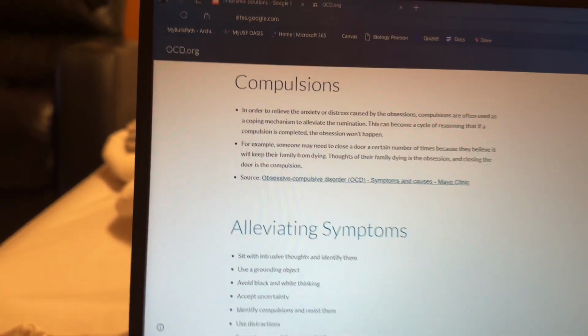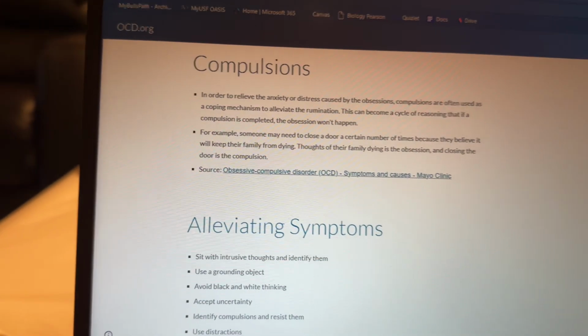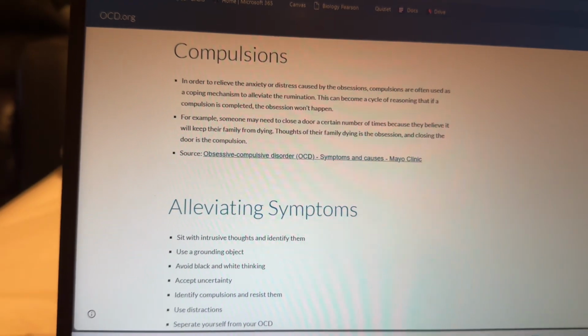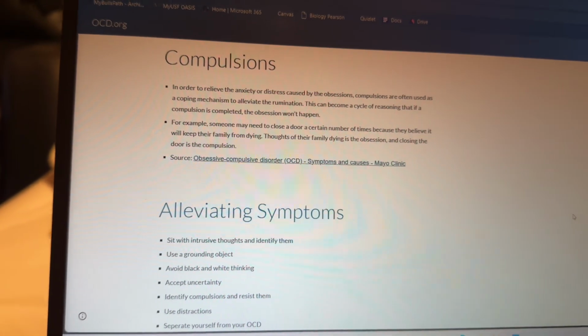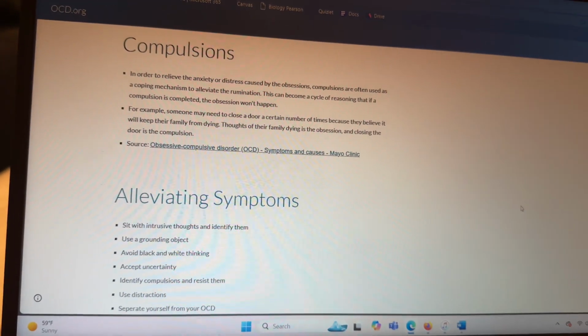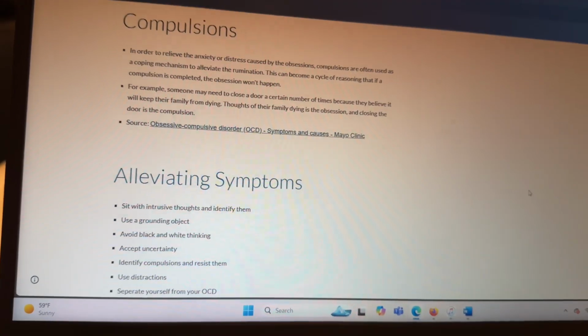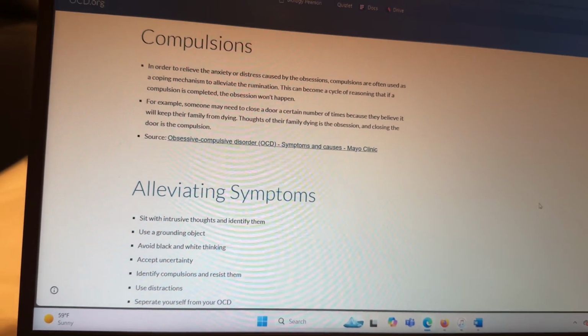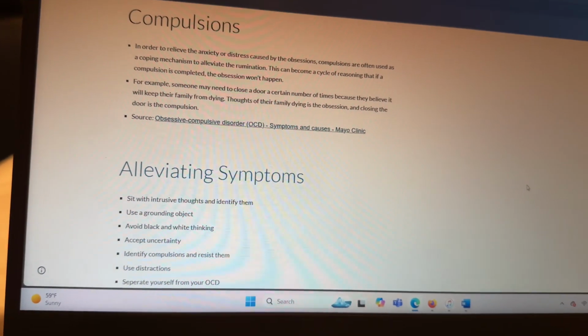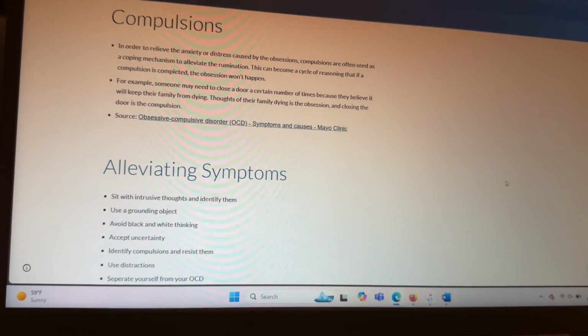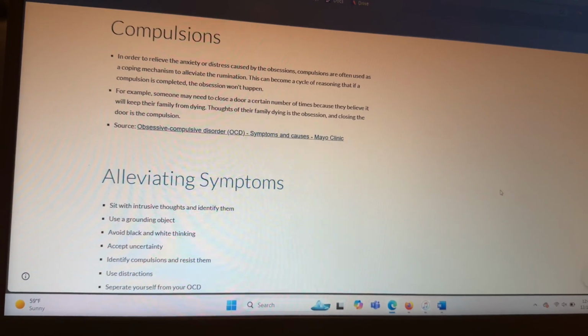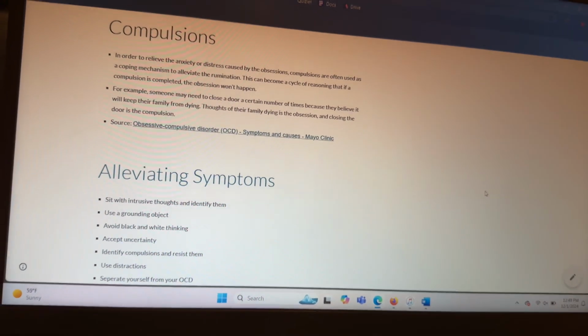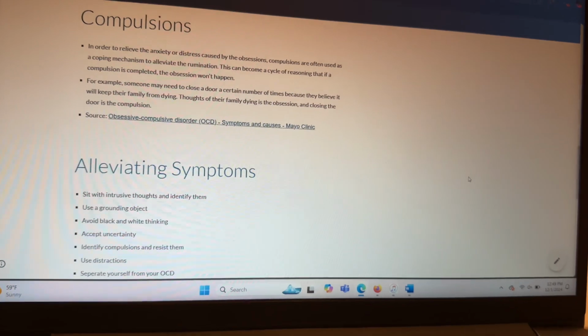So then for compulsions, I said in order to relieve the anxiety or distress caused by the obsessions, compulsions are often used as a coping mechanism to alleviate the rumination. This can become a cycle of reasoning that if a compulsion is completed, the obsession won't happen. So, for example, someone may need to close a door a certain number of times because they believe it will keep their family from dying. Thoughts of their family dying is the obsession, and closing the door is the compulsion.